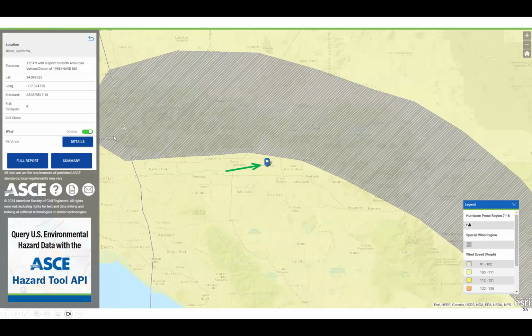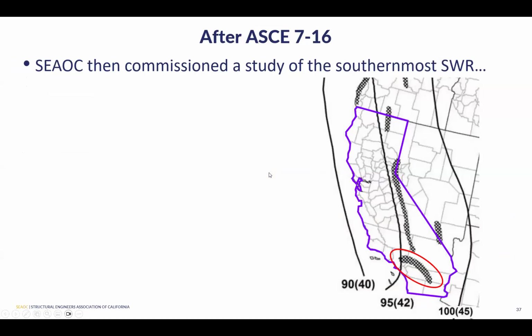You can zoom up on this. However, if you zoom up any further, the special wind region goes away and you can't tell where it is. You'll still be told you're not in a special wind region. It won't flag it. But you can't zoom up more than that on the special wind regions.